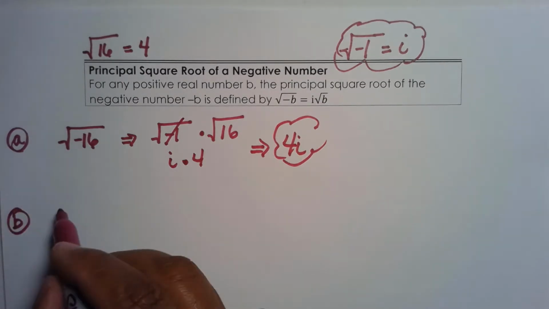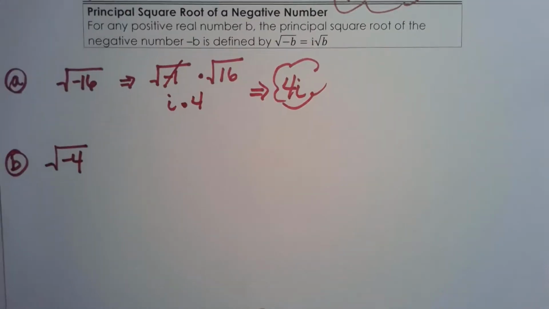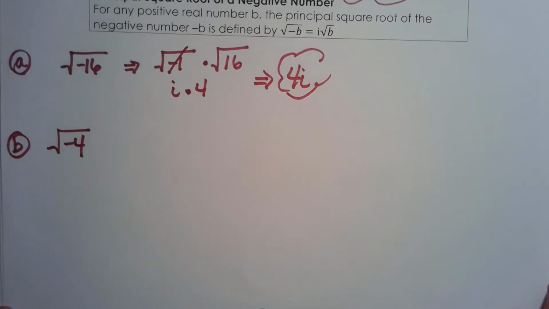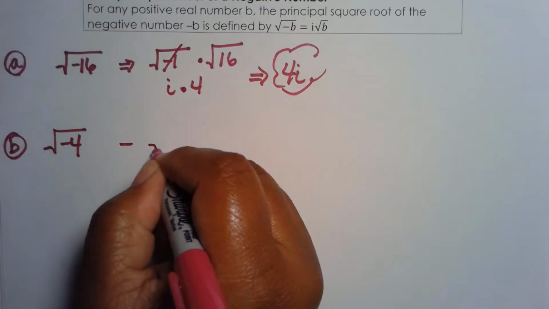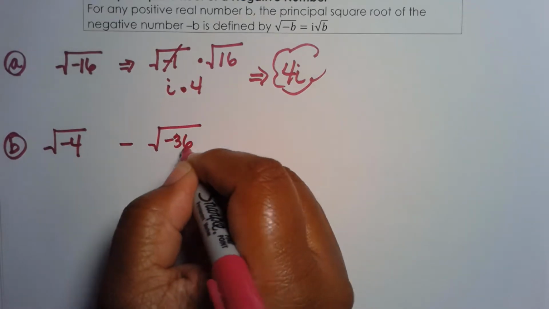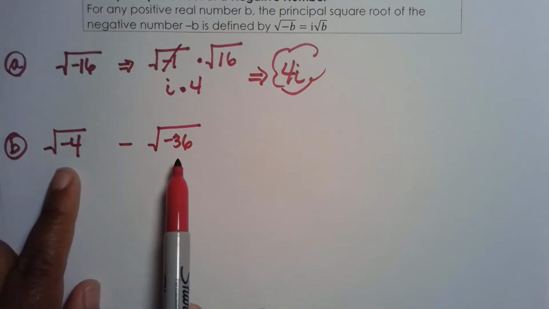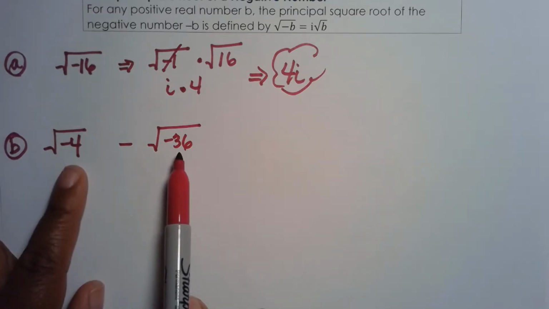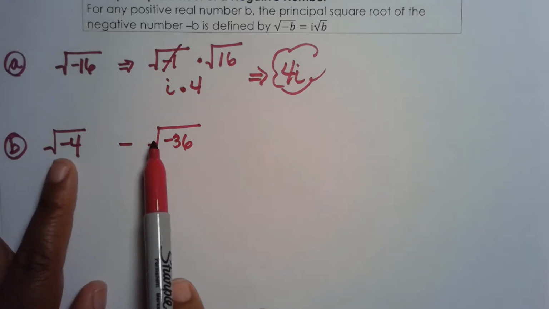So here we have the square root of -4 minus the square root of -36. Now we just can't subtract the two radicals together, because in order for us to subtract two radicals, the radicand, meaning the number under the radical, must match. These two must match, the radicand and the index. And the index for both of the radicals is 2.